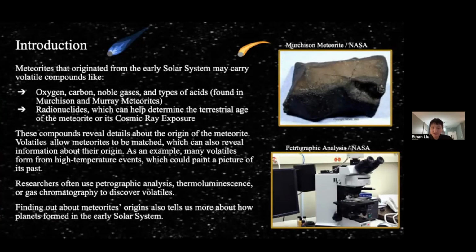Knowing about these volatiles tells us a lot about the origin and evolution of these meteorites and also matching them to other terrestrial bodies. As an example, volatiles like feldspar can form during heating events, painting a picture of the meteorite's past. Researchers often use petrographic analysis, thermoluminescence, or gas chromatography to discover volatiles. Finding out about meteorites' origins also tells us more about how the planets formed in the early solar system.